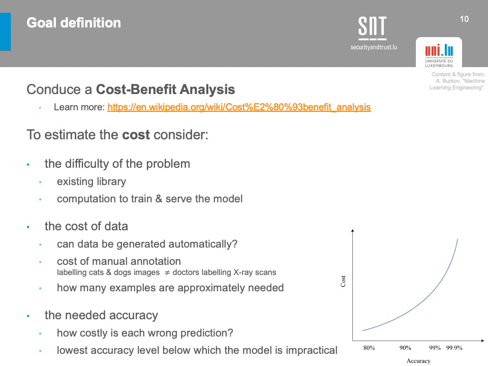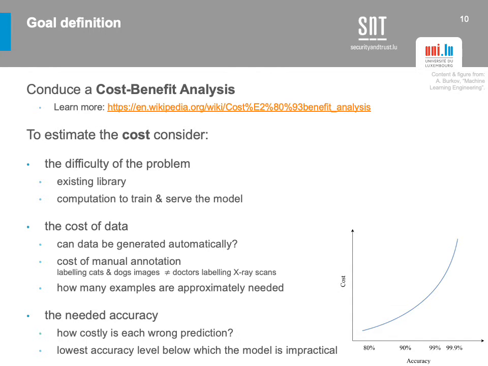Also, you have to consider the cost of data, because if you want to generate some data, it is costly. So can the data be generated automatically? If that is the case, it will probably be a lot cheaper to gather the data. Another question is the cost of manual annotation. If you have to label your data, what is the cost associated with it?